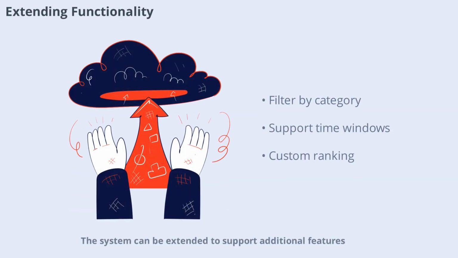The system can be extended to support additional features, such as filtering by category, time window, or custom ranking criteria. By designing with extensibility in mind, you can adapt the system to new requirements without major rewrites.